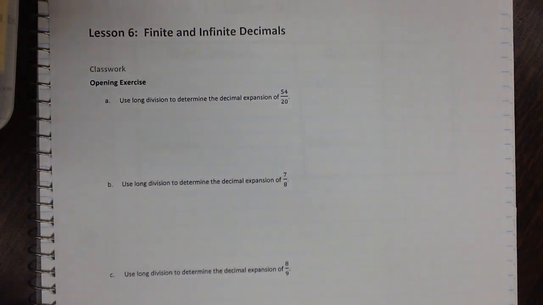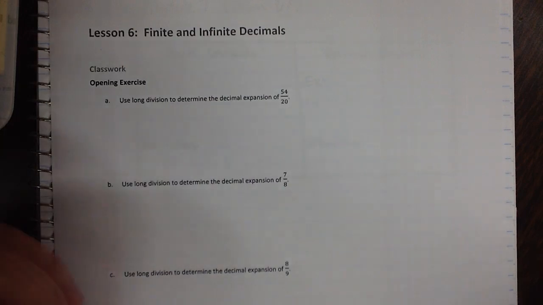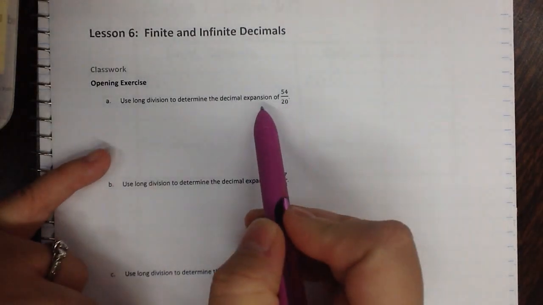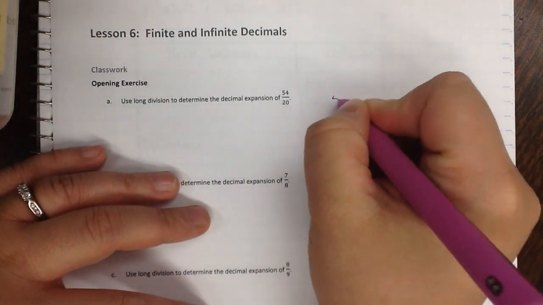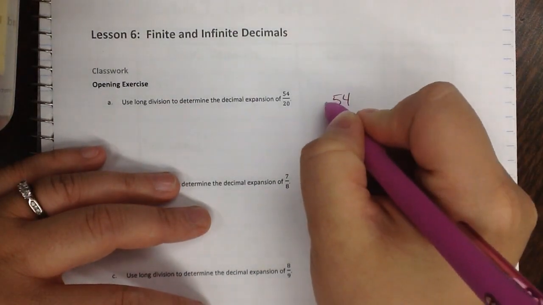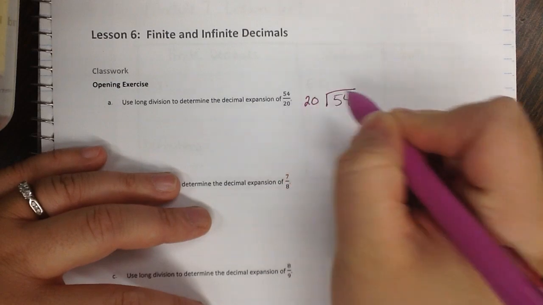Alright, in lesson 6, we're just going to do a little bit of work. We're just going to do this opening exercise to have a refresher on long division. It says use long division to determine the decimal expansion of 54 over 20. So all you're going to do is take the numerator, which is the top number, and divide it by the denominator, which is the bottom number.